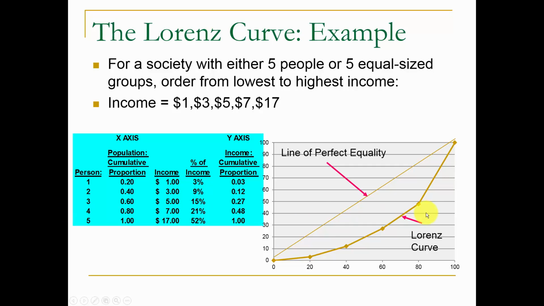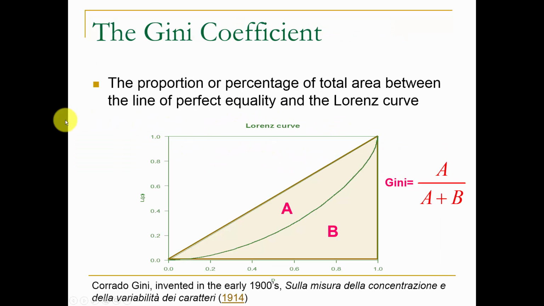Now, how do we actually measure this? It's great to have a visual way to look at income inequality, but we also want a way to quantify it. And how we do that is by looking at something we call the Gini Coefficient. This was invented by a guy named Corrado Gini. He was an Italian, and in 1914, he published a paper where he said, okay, let's take this Lorenz curve, which is this green line through the middle, and let's calculate the following fraction.